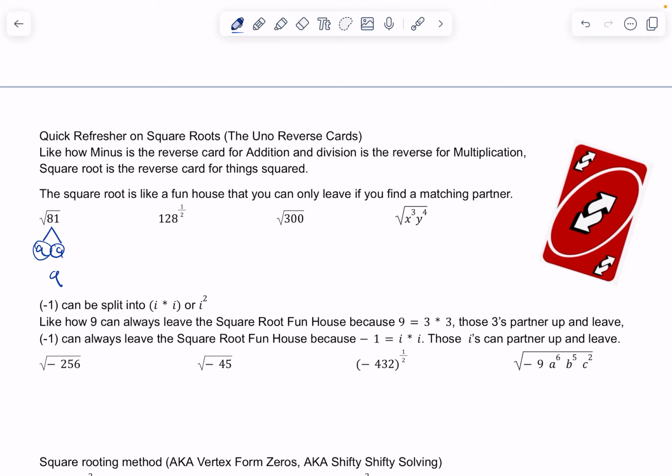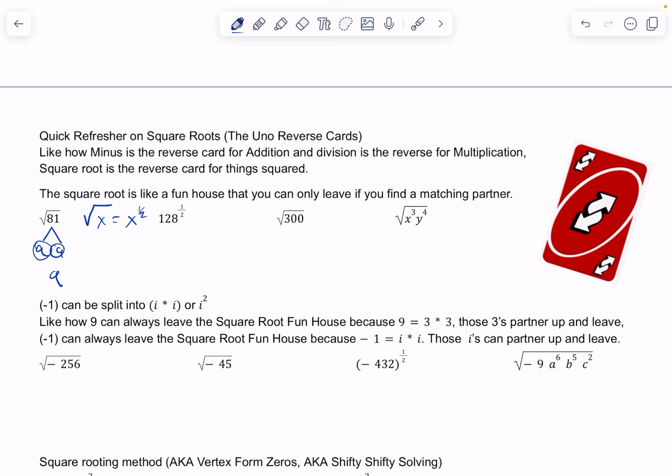Square root is the same as something to the half power. They're just different notations of the exact same thing. I actually do like this half exponent notation a little bit more because it allows me to cancel things a lot easier when you're doing exponents. But the square root notation is way more common.